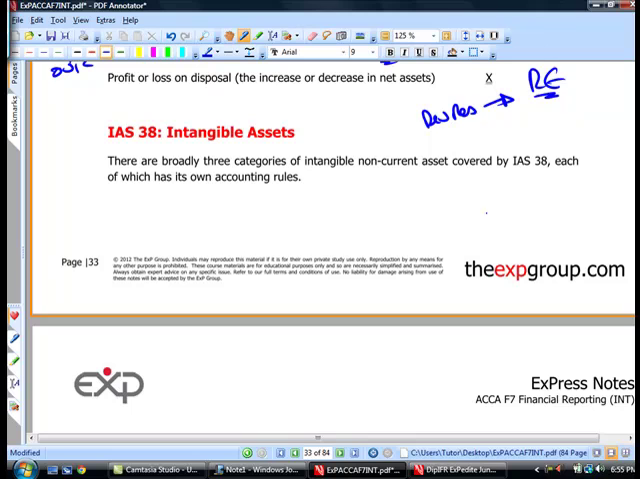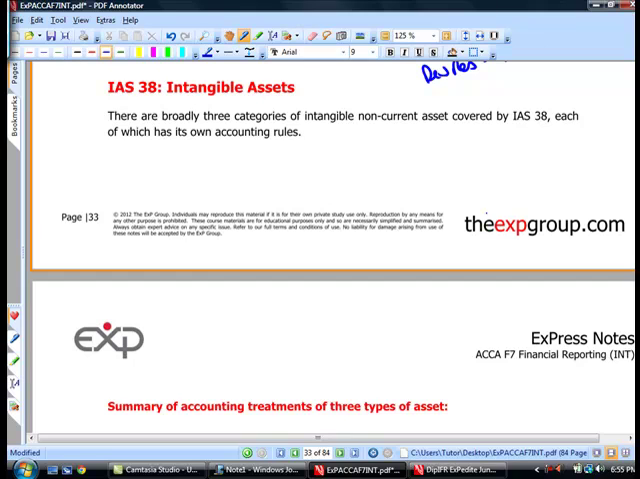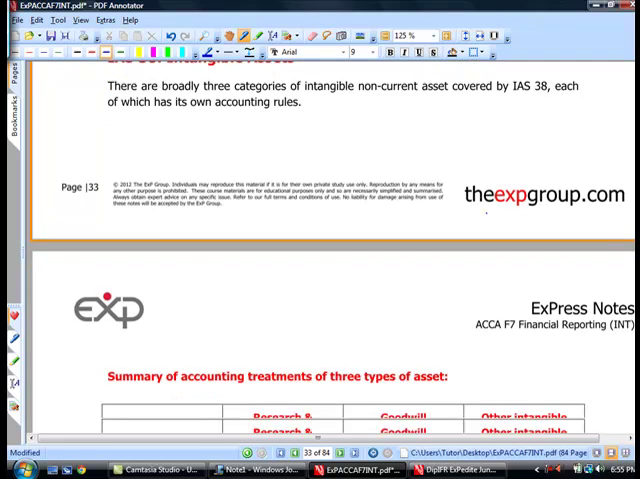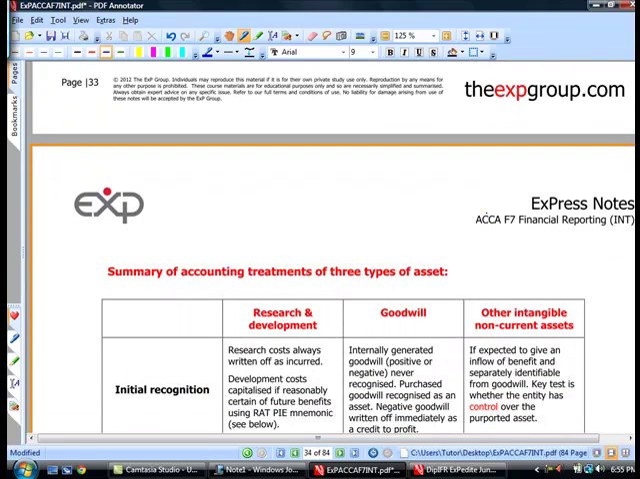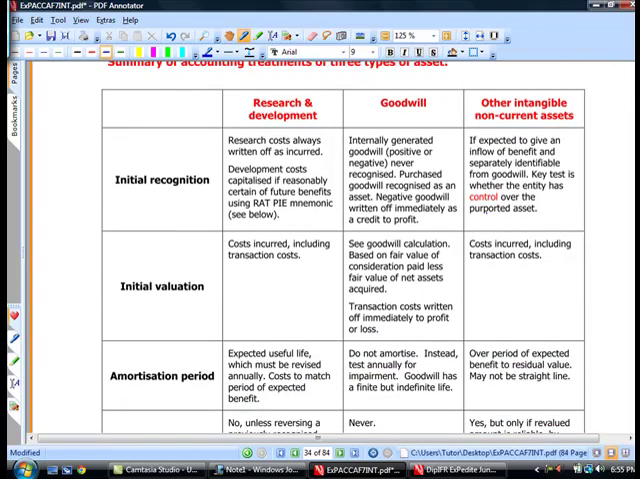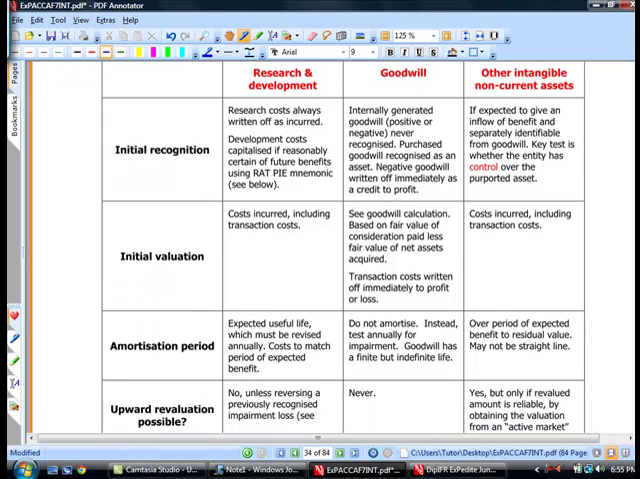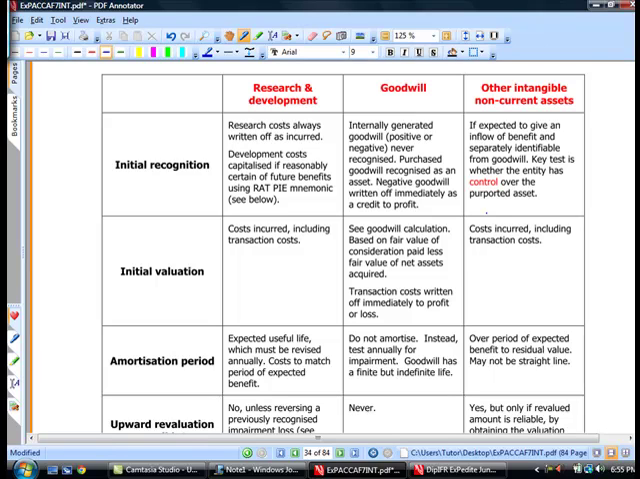Let's talk about IAS 38 intangible assets. These are basically assets without physical substance, but they should be identifiable from the rest of the business. The main types of assets covered by IAS 38 are research and development expenditure, goodwill, which we'll cover in depth when we talk about group accounts, and other intangible non-current assets like trademarks, patents, software, you name it.